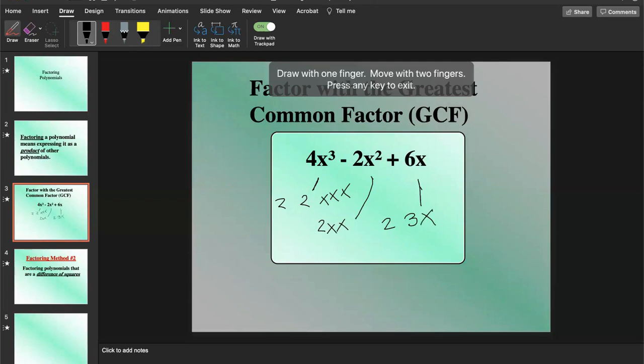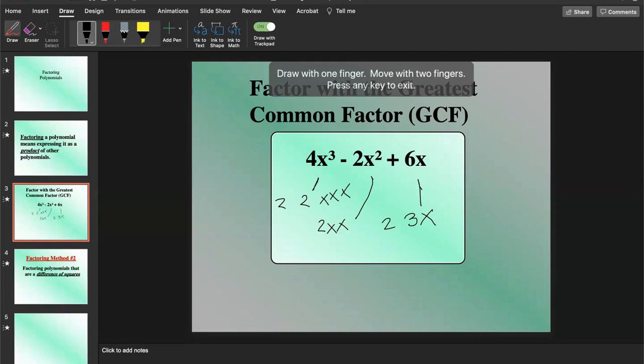So with the greatest common factor, these are all factors for the three unique terms that we have in this complex polynomial. And our goal with the greatest common factor is to find the biggest factor that's common across all three of these terms.